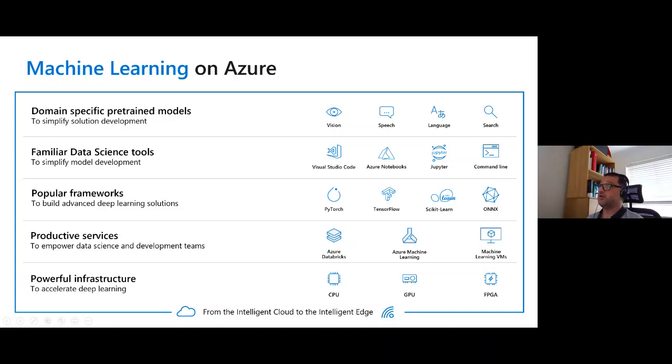And ONNX is a machine learning format. It's an open format built to represent machine learning models. It stands for Open Neural Network Exchange. Once you create a machine learning model, you can download it as an ONNX format and deploy it elsewhere very easily.